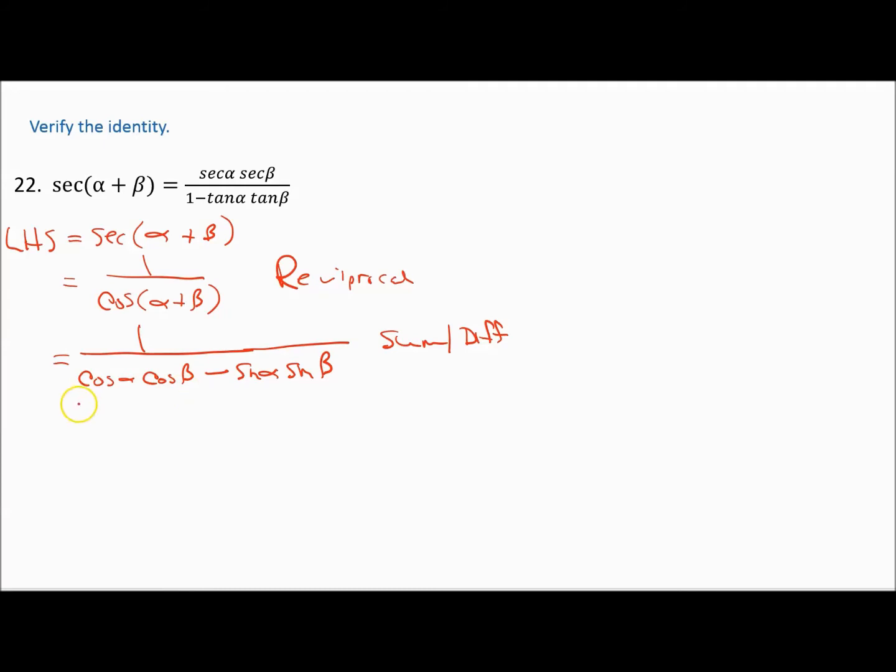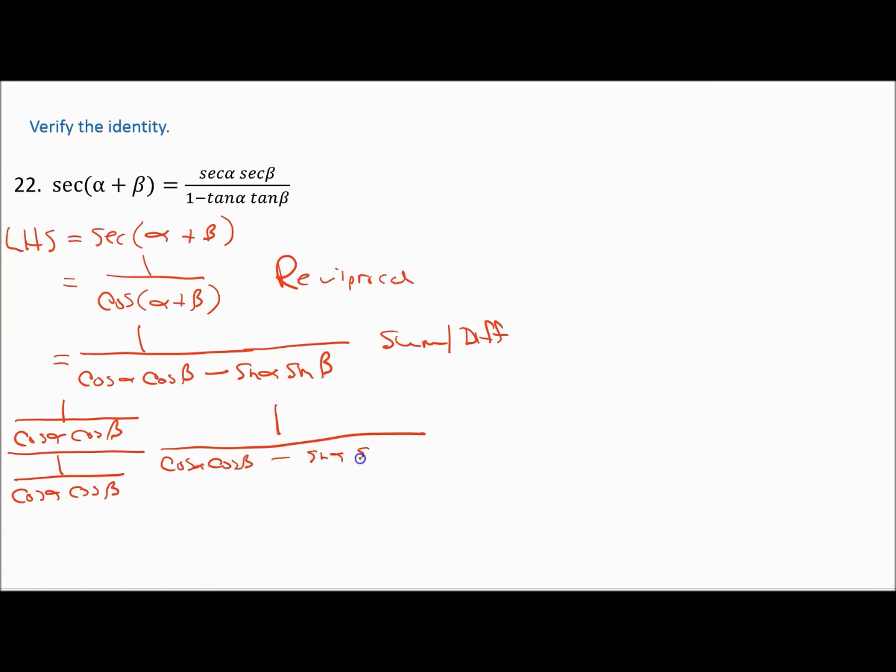Okay, so here I'm going to write down my unity fraction. I'm multiplying the numerator, which is 1 over the cosine of alpha, cosine of beta, over 1 over the cosine of alpha, cosine of beta. That's my unity fraction that I am multiplying by my problem. And then I'm recopying cosine of alpha, cosine of beta, minus sine of alpha, sine of beta.